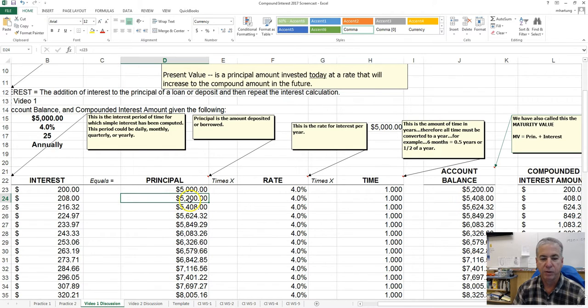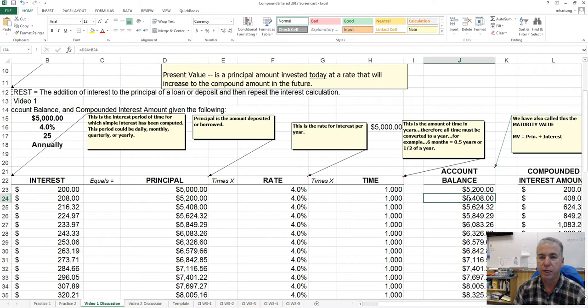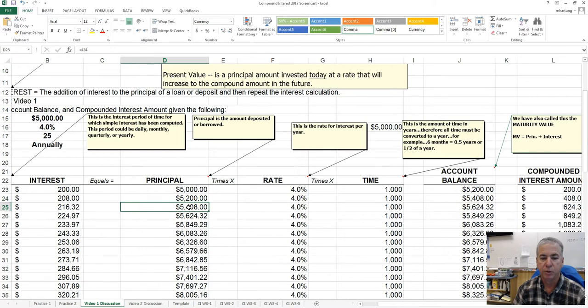And this time it's $5,200 times 4% times the 1 year, which gives us $208. So we have a little bit more. And then we take that interest, add that to the principal at the beginning of this compounding period, and we have a new account balance, $5,408. And so on and so forth. This keeps going. This 5,408, notice it becomes the next principal for the next year or the next compounding period. And we do it again. And so this is why it's called compounding, because you take that simple interest and repeat it multiple times.